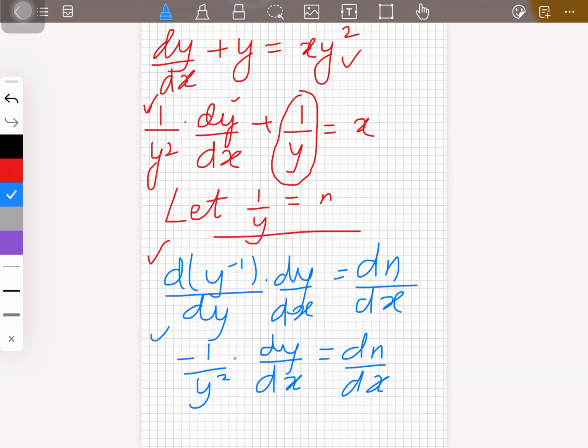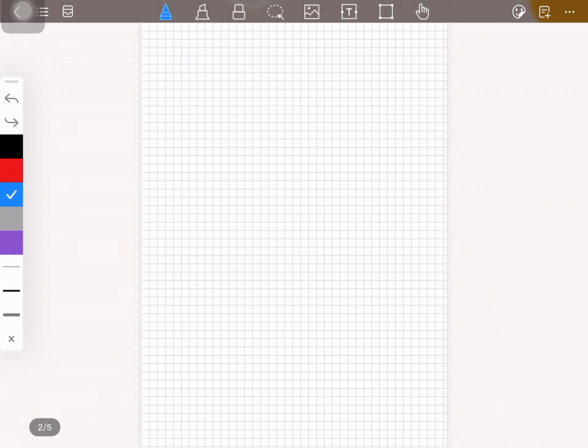Yes, it is. So now what we can do is let's send this minus to the other side, so we will have this. And if you look over here, you'll see that 1 over y squared times dy over dx is present here as well and here as well. So let's substitute the value here. The value would be minus dn over dx. So let's substitute this value over here. Let's go to another page, and write it as minus dn over dx, and of course the value of 1 over y is n, so let's write it as n is equal to x.